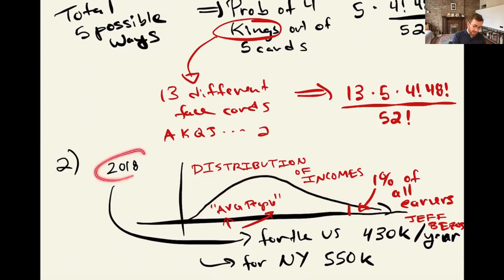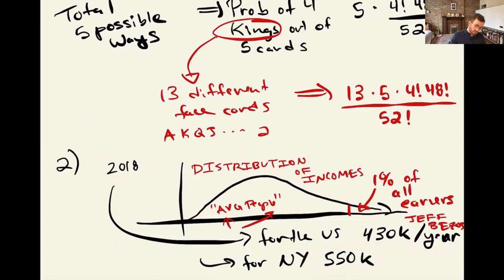Anyhow, from 2018, I think, to be the top 1%, you need to be making over 430,000. I think maybe now it's up to 500,000. And then for New Yorkers, it was 550, but now it's 600, even $750,000 a year.